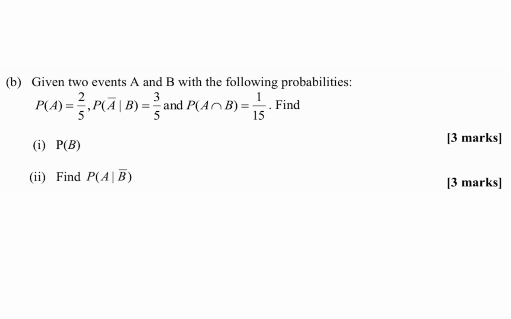Okay, next we will continue to question number 4B. Given two events A and B with the following probabilities. Probability of A is equal to 2 over 5. Probability of A' given B is equal to 3 over 5. And probability of A intersect B is 1 over 15. Question number 4B Roman 1.